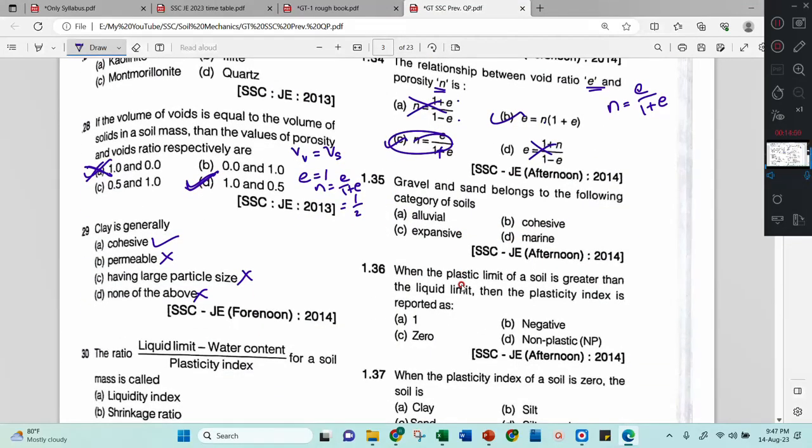Very interesting. Gravel and sand belong to the following category of soils. Remember the first one, origin of soil. Gravel and sand belongs to.